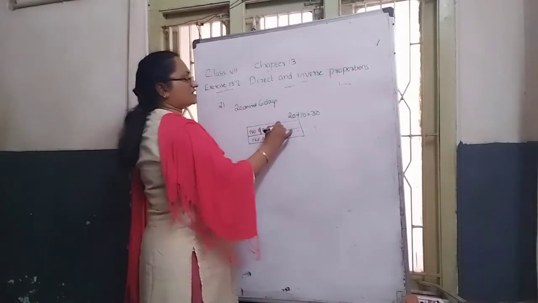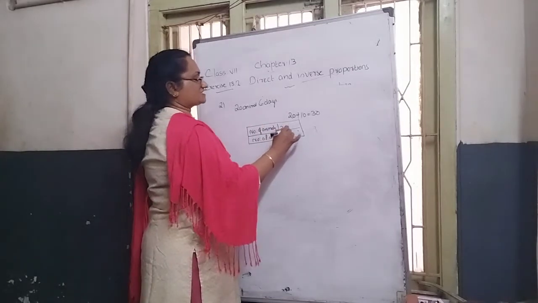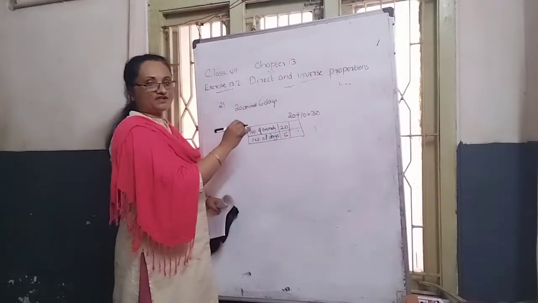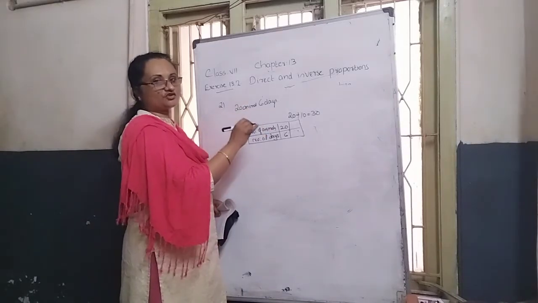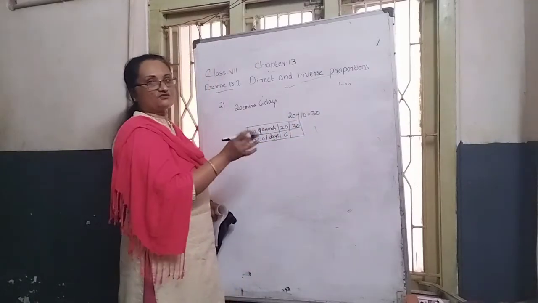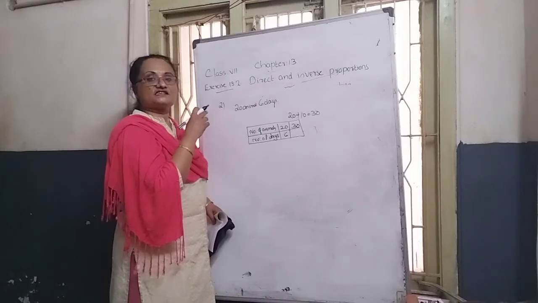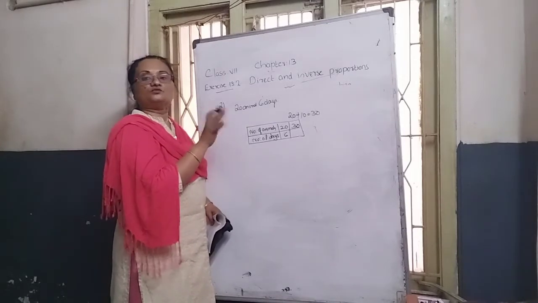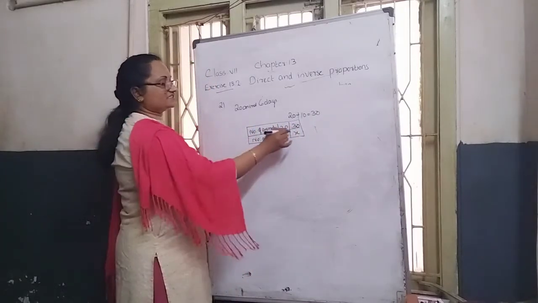Suppose for 20 animals, the food is sufficient for how many days? 6 days. Then 10 more joined the cattle field, so 20 plus 10 comes to 30. The exact number of days they did not give, we have to find it. For 30 animals, how many days does the same food last? We don't know, so we consider an alphabet x. Then find this x value.